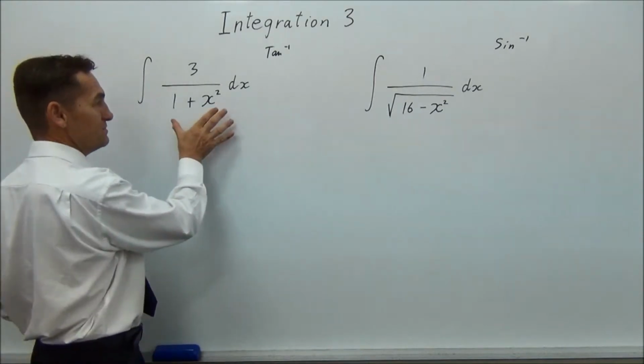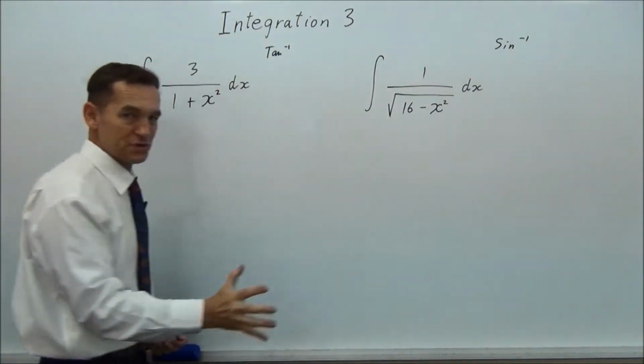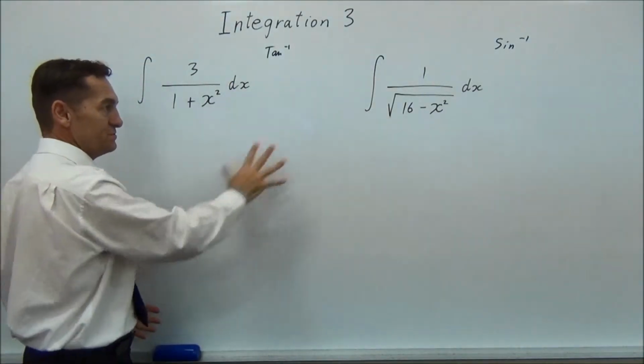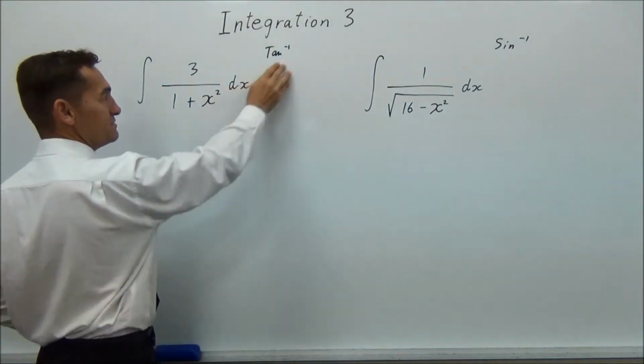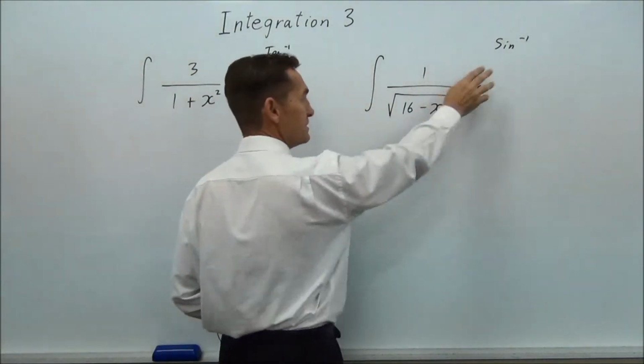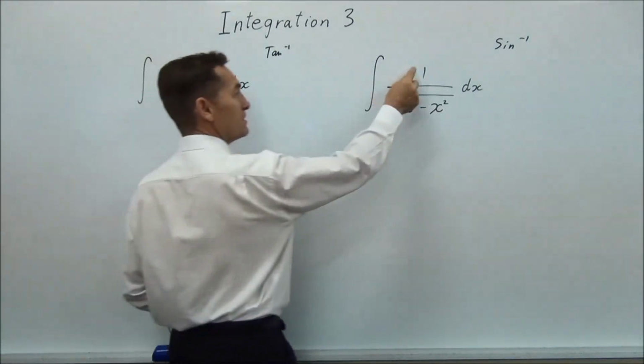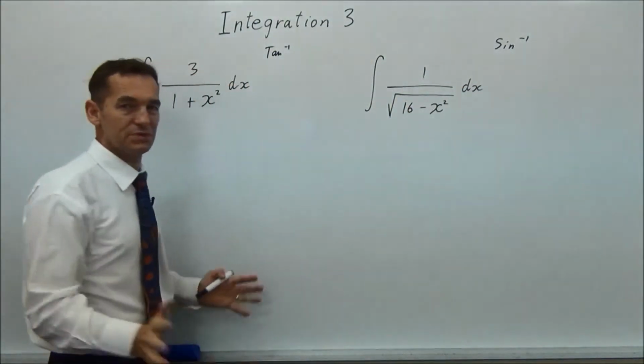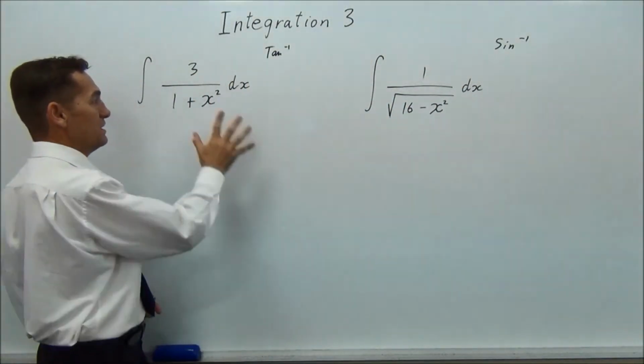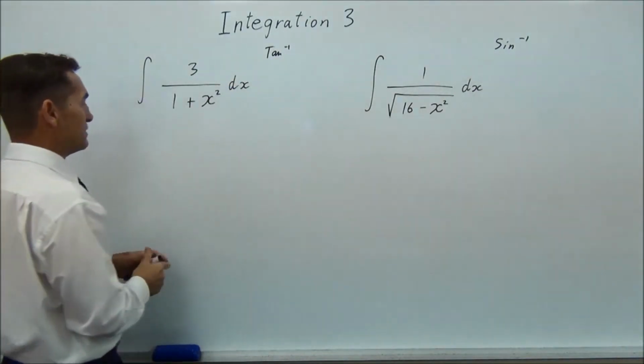Now I've put up 2 examples to start with, and they're very straightforward examples. I want to just do these to start with. This is going to integrate to become tan to the minus 1. This will integrate to become sine to the minus 1. If you put a negative there, that would obviously be cos to the minus 1. So let's just do these straightforward ones.